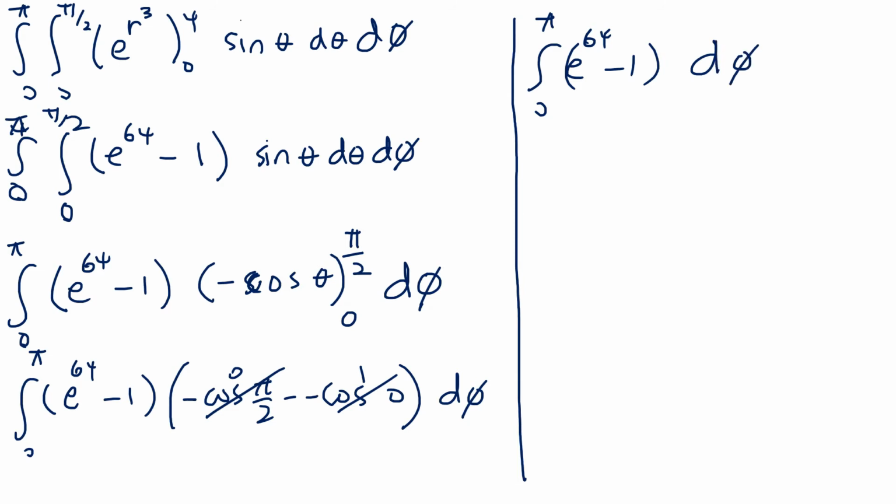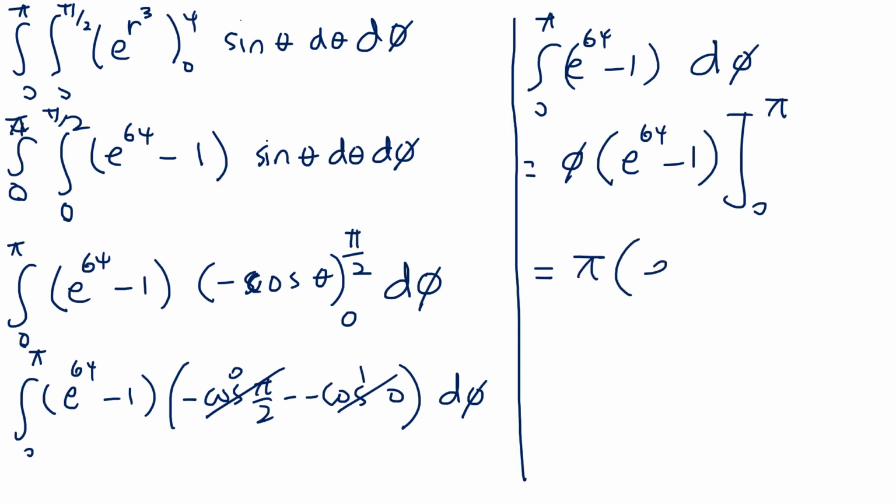So now integrate e^64 minus 1 with respect to phi. I got phi times (e^64 minus 1), limit 0 to pi. When you integrate a constant, let's say you integrate 4 with respect to phi, you get 4 phi. Now e^64 minus 1 is a constant, integrate with respect to phi, so just put phi. Now substitute the limit. So the final answer is pi times (e^64 minus 1), and if you substitute 0, it gets 0. So this is the final answer. I hope it is clear. So thank you.